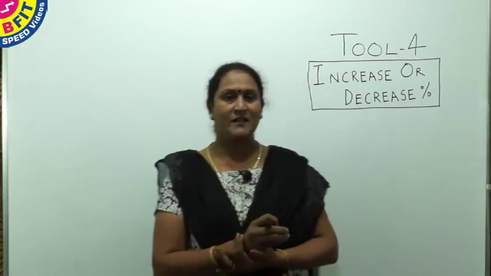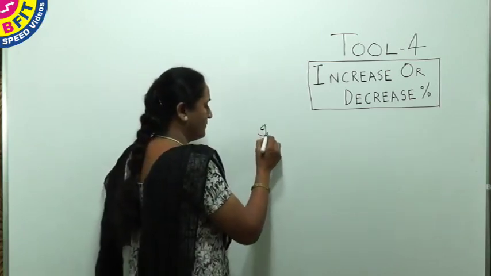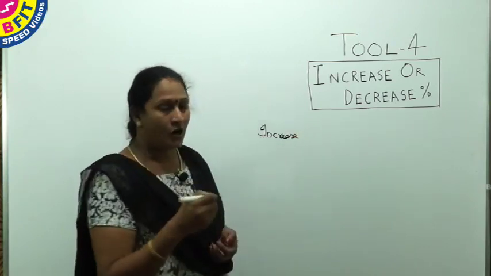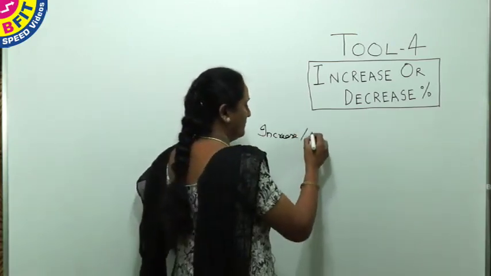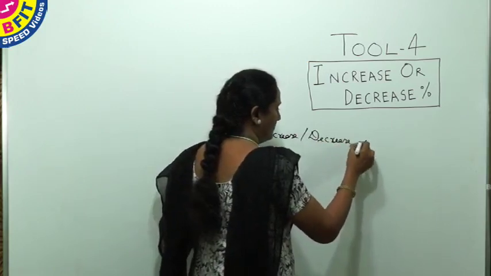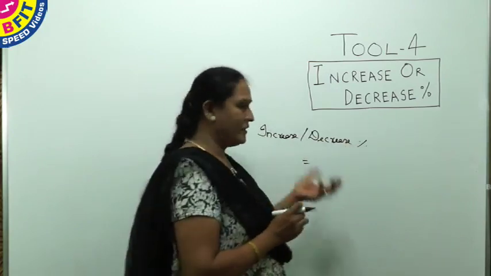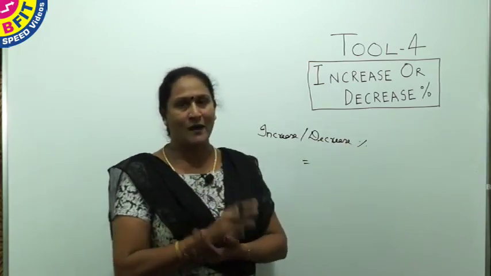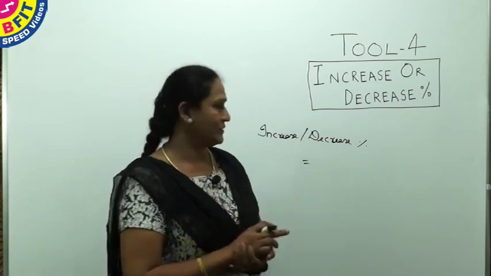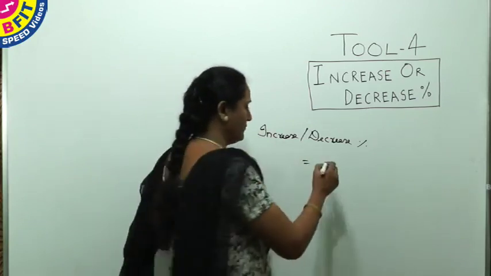So increase percentage is calculated by increase or decrease. So we'll calculate increase or decrease percentage only over two values. So in these two values, you find the difference between those values. That is final value minus the initial value.